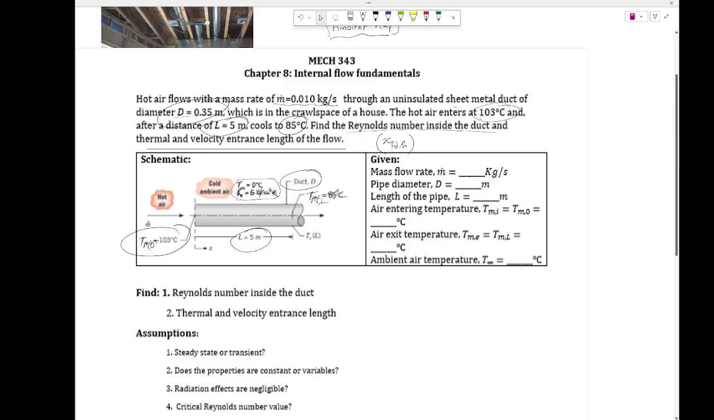Now here you see it runs in the cold space, possibly in winter. That's why the entrance temperature is much higher: 103 degrees Celsius, and the exit temperature is 85.